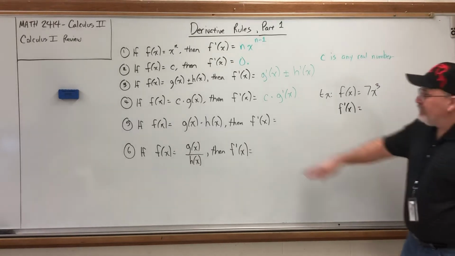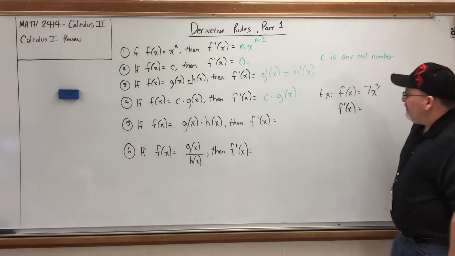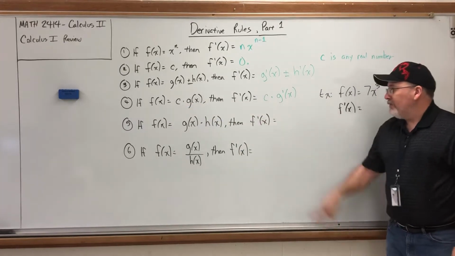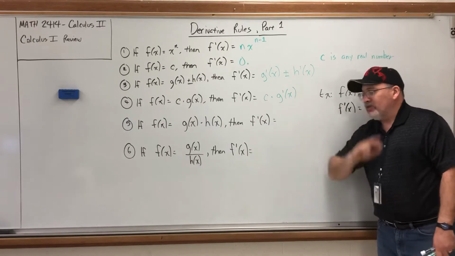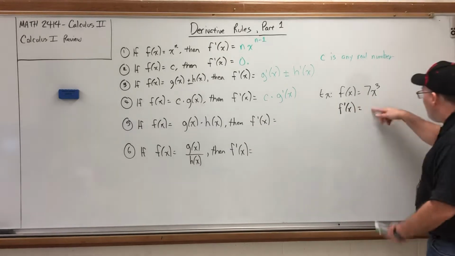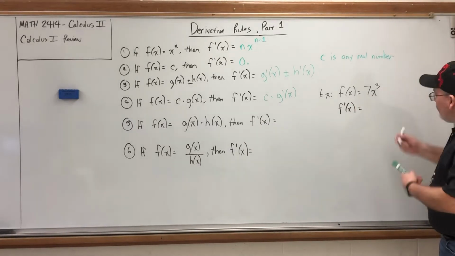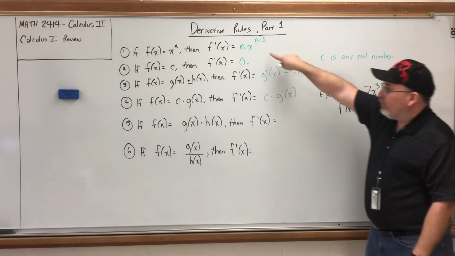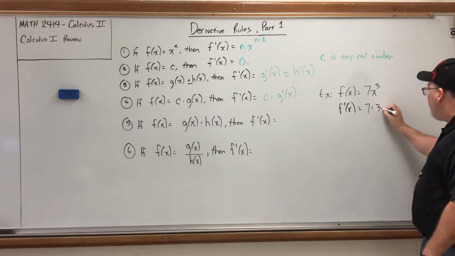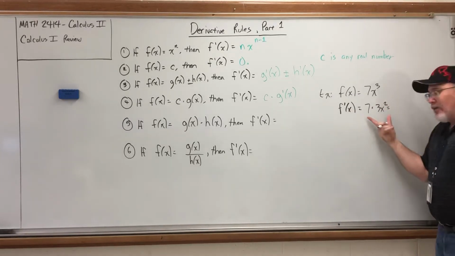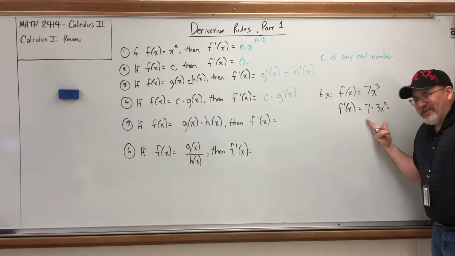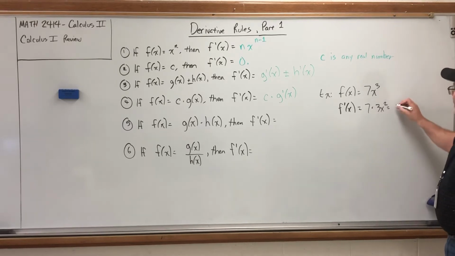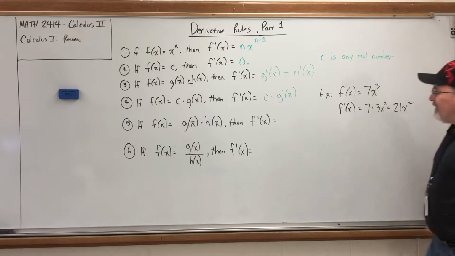But just to point out what this rule is saying, this rule is saying if you have a constant in front of a function, when you take the derivative, leave the constant alone, take the derivative of the function after it. So over here, it's basically saying you would leave the 7 alone, take the derivative of x cubed, and according to rule number 1, it's 3x squared. And then after that, we've got some, I'll say algebraic cleanup, but it's really more arithmetic. 7 times 3 is 21. But that's all this rule is saying.